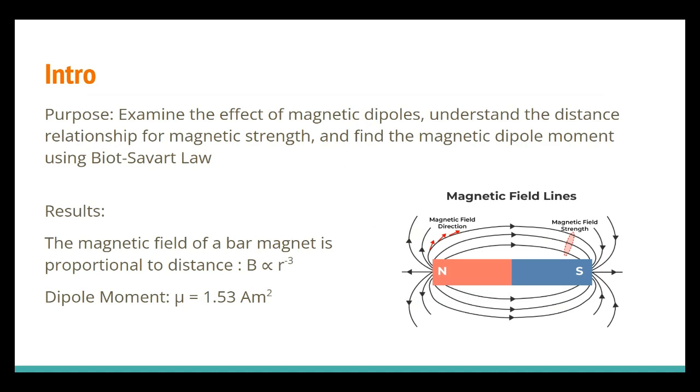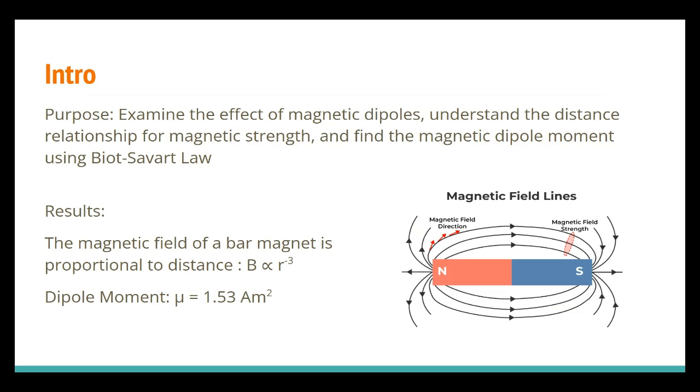For the intro, the purpose of the lab was to examine the effect of magnetic dipoles, understand the distance relationship for magnetic strength, and find the magnetic dipole moment using Biot-Savart law. For the results, we found that the magnetic field of the bar is proportional to distance to the negative third. And we found the dipole moment value being 1.53 amp meters squared.